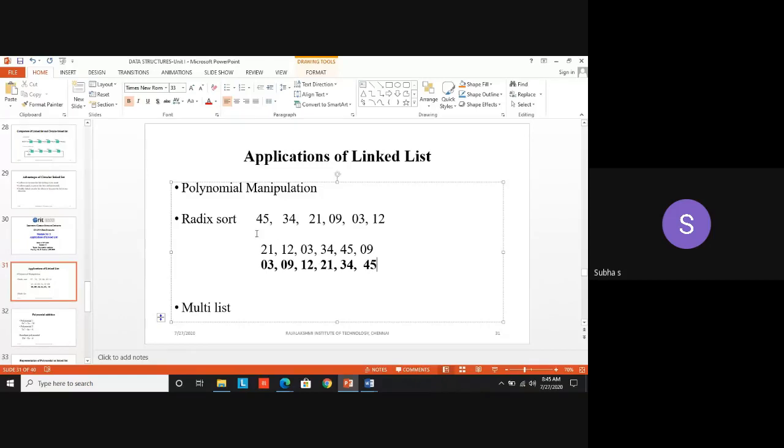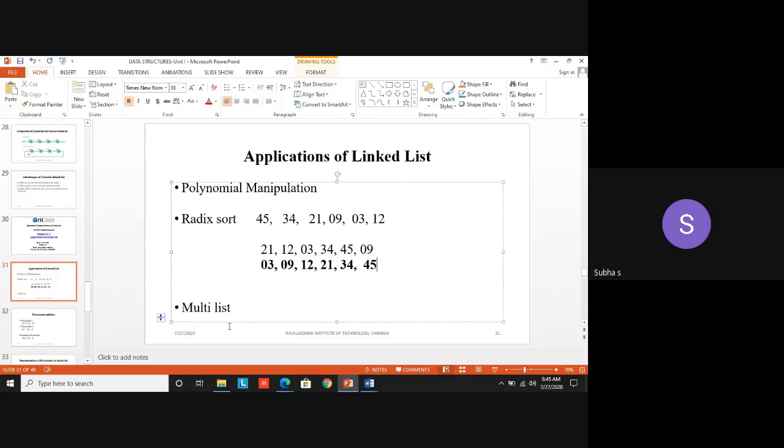Okay. I am connecting all the elements through the list. So this comes under one of the applications. Applications of the list. First I am sorting the elements based on the LSB, then I am sorting on the MSB. Like that you can go, if you have a 4-digit number or 5-digit number. Finally, my elements are sorted now.